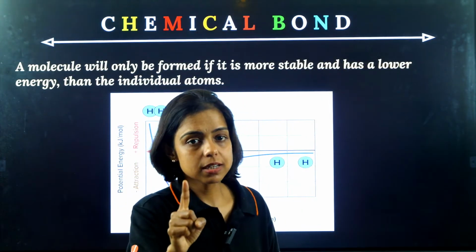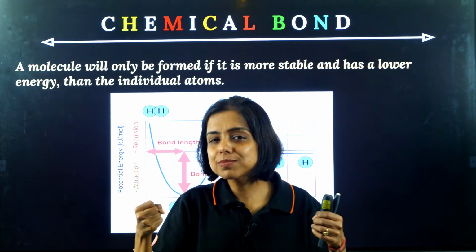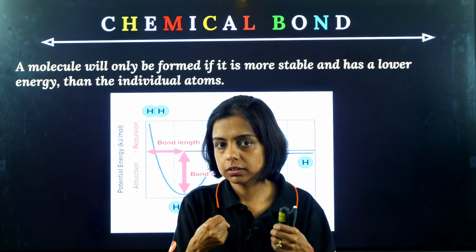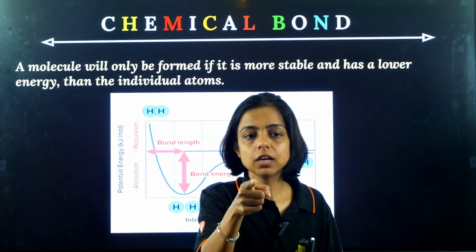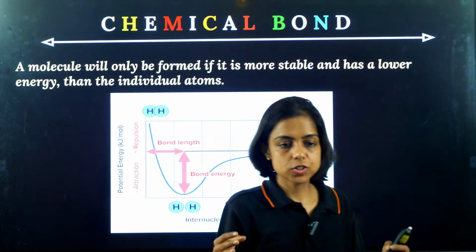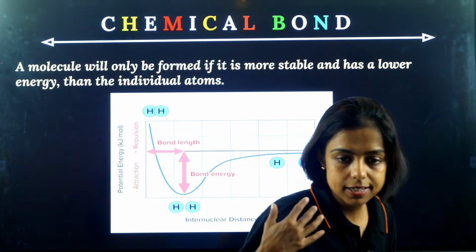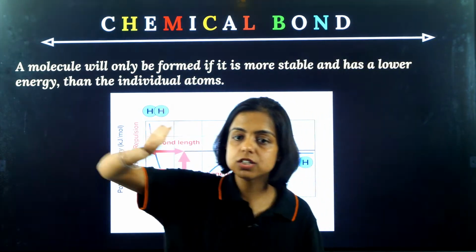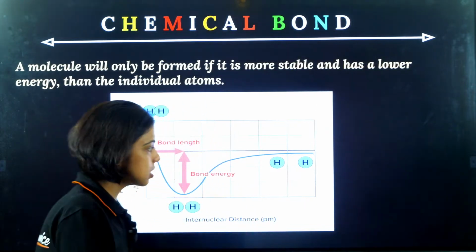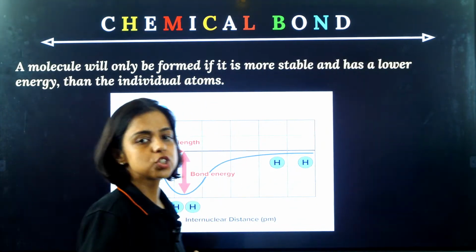So always remember, guys, whenever two atoms are making a bond, when there is a bond formation, there is a release of energy. Whenever a bond is being formed, there is a release of energy. So bond formation means energy goes out, right? So you can see this graph. This is a very famous potential energy curve.